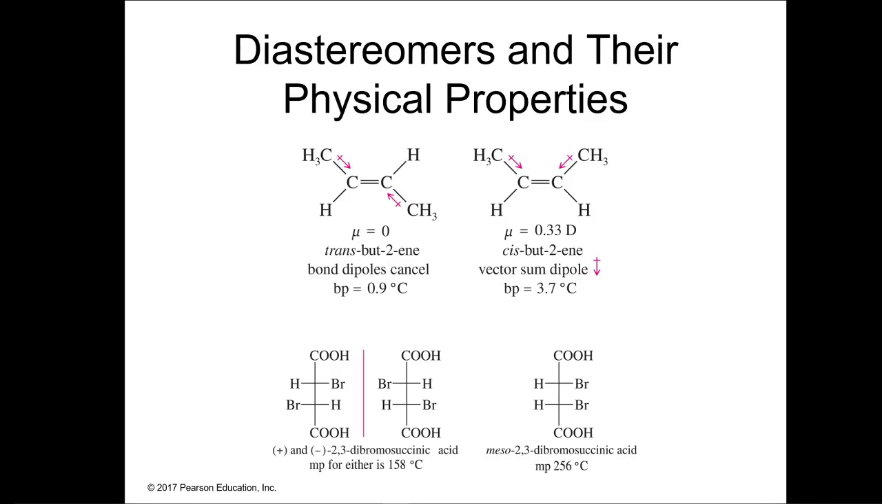So if we think about a diastereomer, right, trans-butene or cis-butene, they have different dipole moments. So they have different boiling points. So you can separate these by distillation. Now this is a mild example. If you replace those both with chlorine, then you'd have a really big difference in boiling point, right? The cis would be a much higher boiling point than the trans.